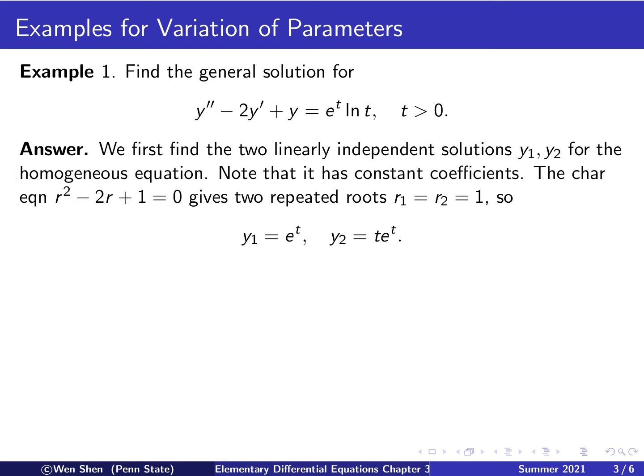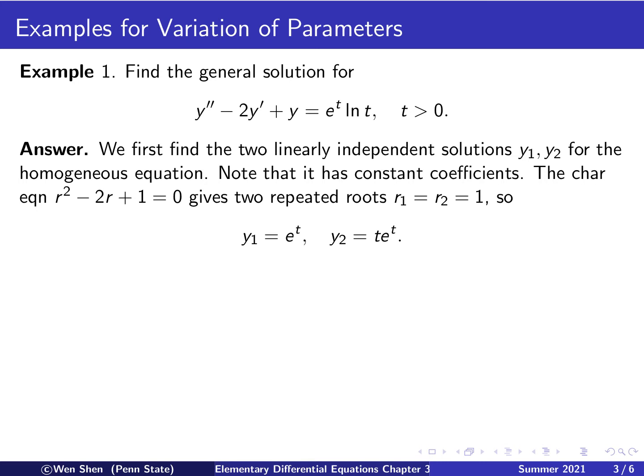So for this problem, we see that if the right-hand side is zero, that is the homogeneous equation is given, then since it has constant coefficients, we know how to find the solution. Okay, so that will be our first step, to find a general solution for the homogeneous equation.